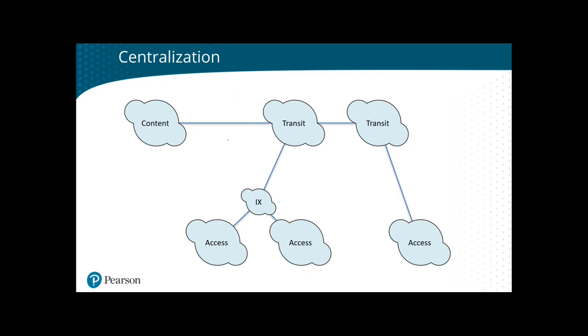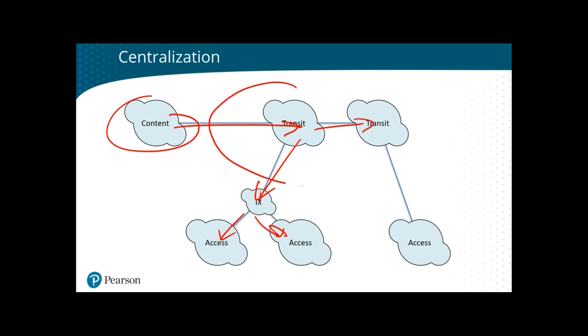This is the way things used to be. Content providers would buy upstream from transits, who would then transit to other people, go down to IXs and go down to access. So the core of the internet was in these transit providers. There were a few IXs that might possibly be considered as part of the core, but most of the core of the internet would have been considered these transit providers and nothing else.